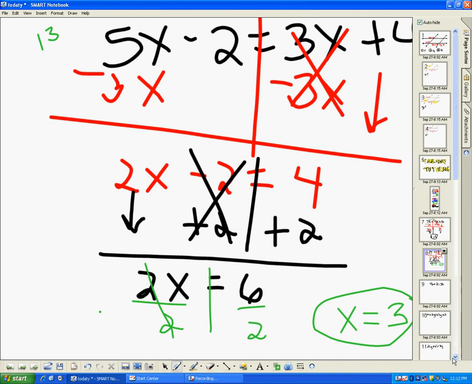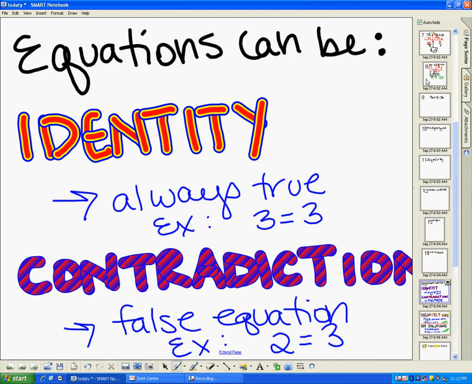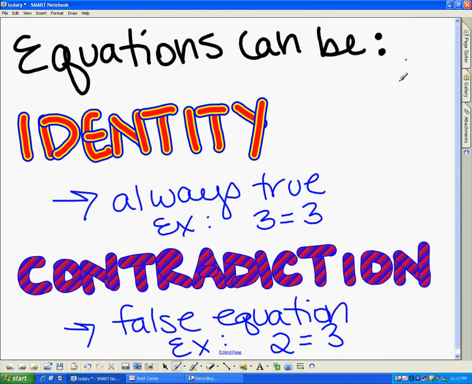Now, there are going to be times where you're going to get a solution that doesn't necessarily make sense. And so equations can be an identity, called the rule of identity, where if you have the same thing on both the left and the right side, whether you have 3 equals 3, negative 5 equals negative 5, 2.1 equals 2.1, 1/2 equals 1/2. Same thing on the left and the right, that's called identity. And that means it's always going to be true regardless of what you plug in for x.